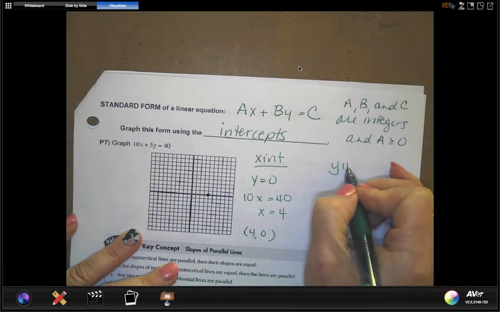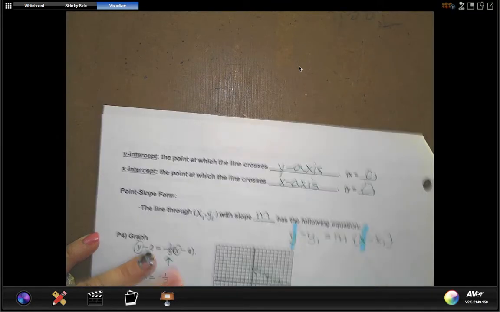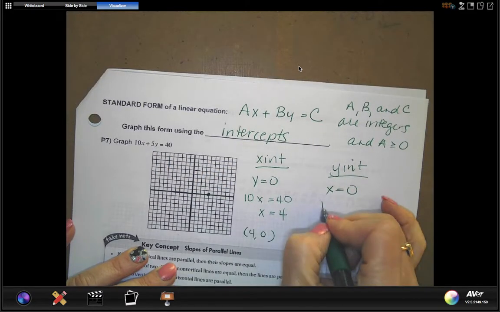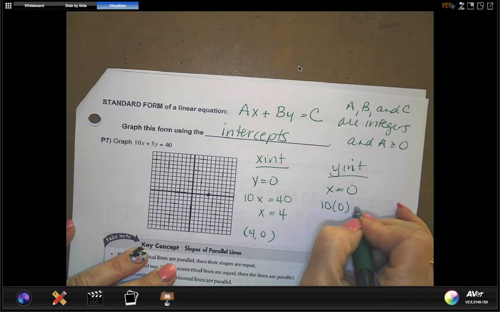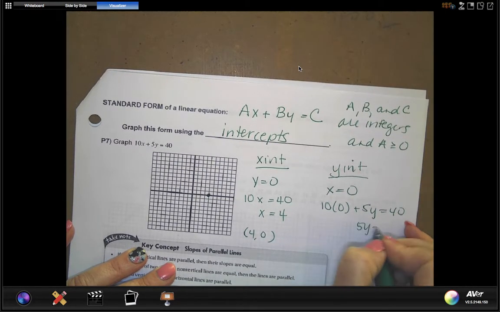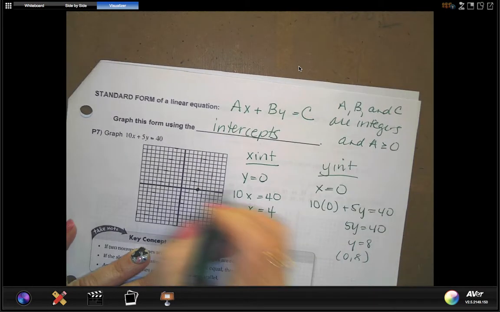For the y-intercept, that's where it crosses the y-axis. I want to set x equal to 0. So 10 times 0 plus 5y equals 40. This is obviously 0. 5y is equal to 40. y is equal to 8. So the point (0, 8) is on this line.